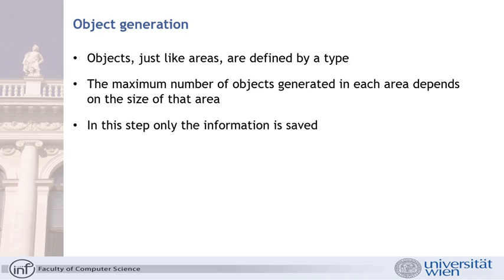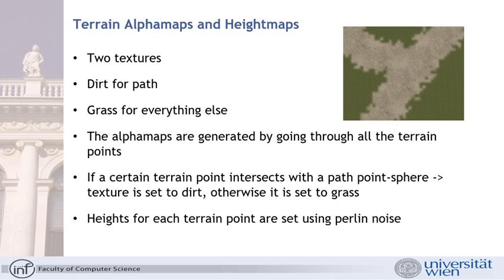So if the type of the area is a village, for example, and the area is large enough to have 2 or more buildings in it, then each of the buildings generated is also connected to the nearest path point. In this step, only the information is saved, so there's nothing instantiated yet because of the important step, which is the next step, which is about the terrain alpha maps and height maps.